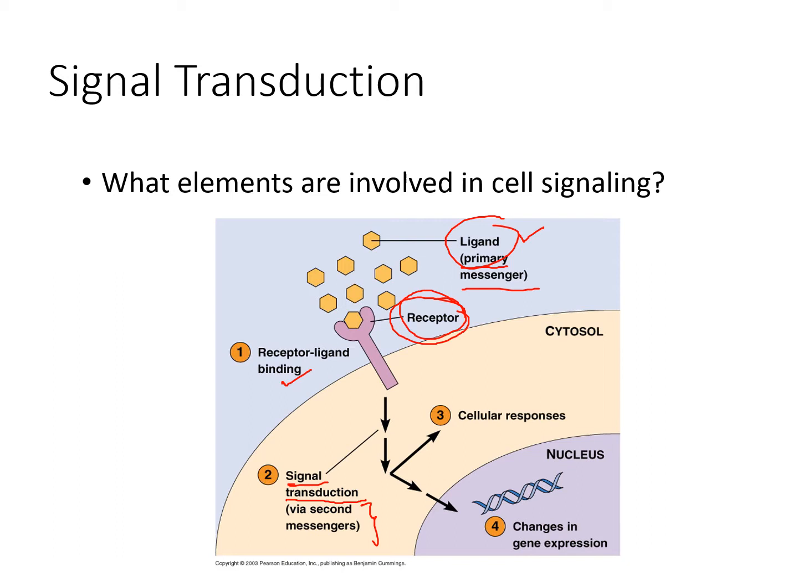And this second messenger will get to the effector component inside the cells for the cellular responses, or in most of the cases, this second messenger will activate the transcription factor in the nucleus so that it will increase the gene expression. Okay, it can be increased or decreased gene expression depending on the type of signal or type of ligand that the cells receive from outside the cells.